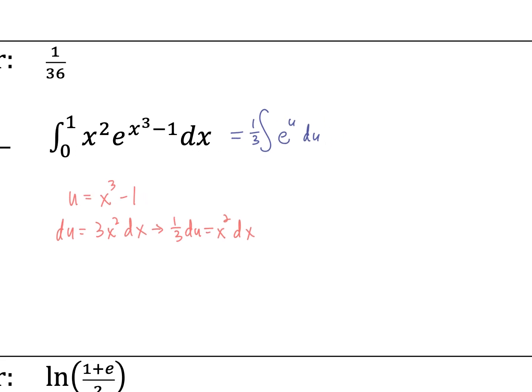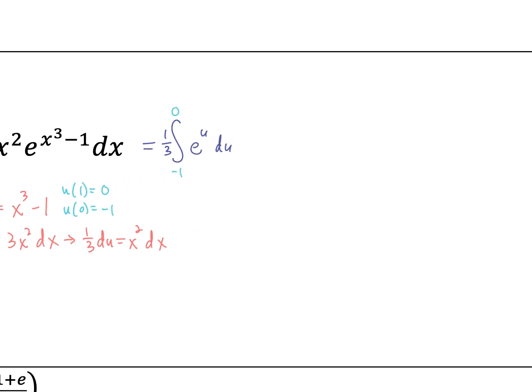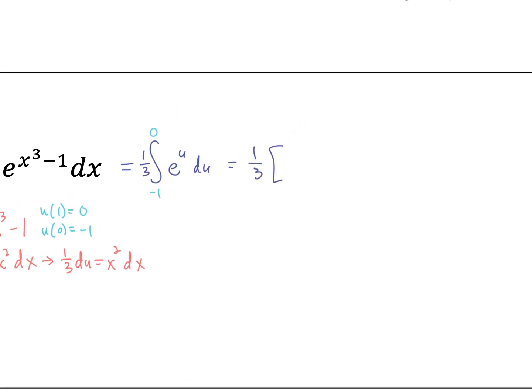Okay, and then we got to get our new limits, so u to the 1, u to the 0. If you plug in 1 here, you get 0. If you plug in 0, you get negative 1. Those are our limits. Okay, integral of e to the u, same as the derivative of e to the u, which is just e to the u. The only function that if you take derivative or take antiderivative, you get back the same function.